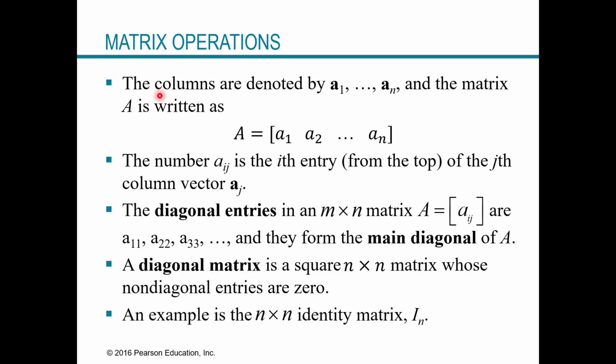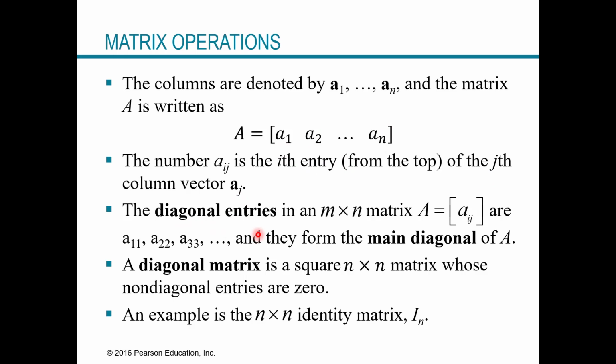Okay, now the columns, your vectors, are just denoted A sub 1, A sub 2, and so on, all the way to the last column. And then the number A sub ij is, like we just said, the ith entry, and this is from the top, so you always count 1 at the top, and then you count your rows down. And then the jth column, starting from the left and going right.